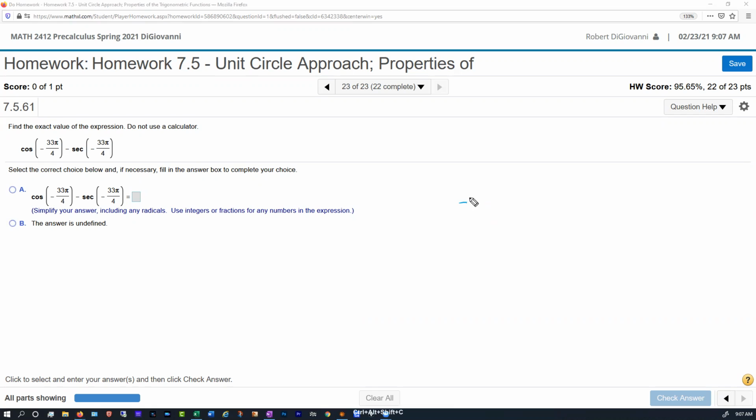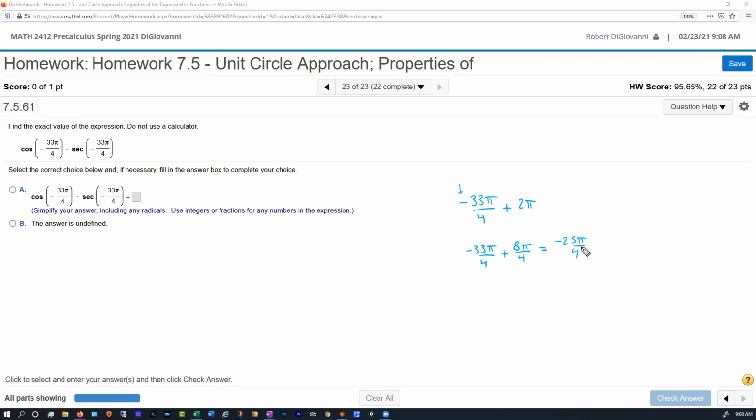So I'm going to write down negative 33 pi over 4. And I'm going to start adding full revolutions because this is a negative number. I'm going to start adding 2 pi until I get it to an angle I know. So I get a common denominator. So I need to multiply top and bottom by 4. And now I'm going to just start putting this together. So if I do that, I'm going to get negative 25 pi over 4.